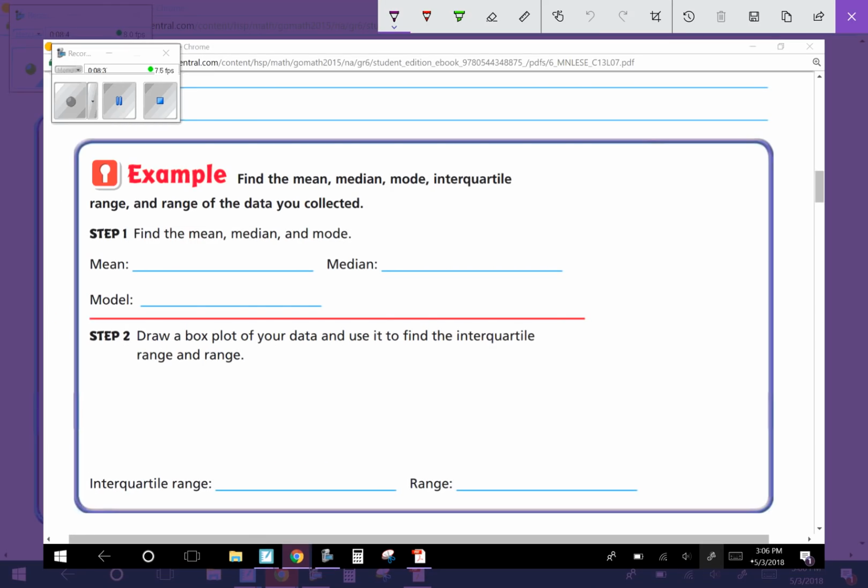Then it says to draw a box plot of your data and use it to find the interquartile range and range. So a box plot, I have data that ranges from 1 to 7. So I'm going to put 1, 2, 3, 4, 5, 6, 7. So I didn't need that whole space. Starting off with my whiskers, I look at my highest number, and that would be 7. And my lowest was 1.